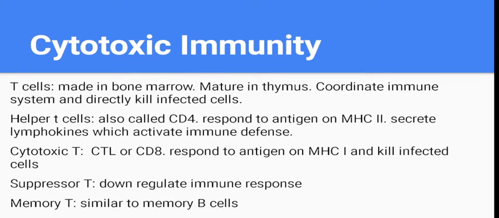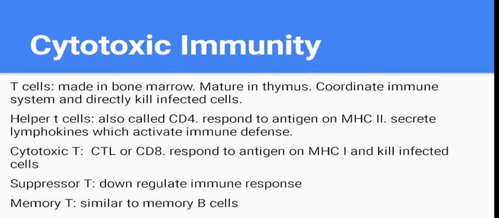But again, these respond to antigens presented on the MHC2s. And they secrete lymphokines, which activate the immune response, which is why they're called helper cells. So they're kind of recruiting more cells to the site. And cytotoxic, or CTL or CD8 cells, they respond to antigens presented on MHC1, and they kill infected cells. Okay, that's all good and dandy, but what happens after the infection is taken care of? That's where the suppressor T cells come in, and they basically tell the immune system, hey, we solved the problem, calm down.